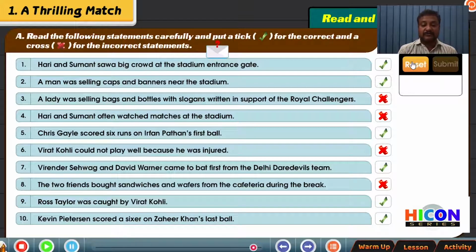Ross Taylor was caught by Virat Kohli. It's a true statement. Kevin Peterson scored a sixer on Zahir Khan's last ball, and that is how the match ended, and so that's a true statement. Right? Now, read it once before we go on to the next one.